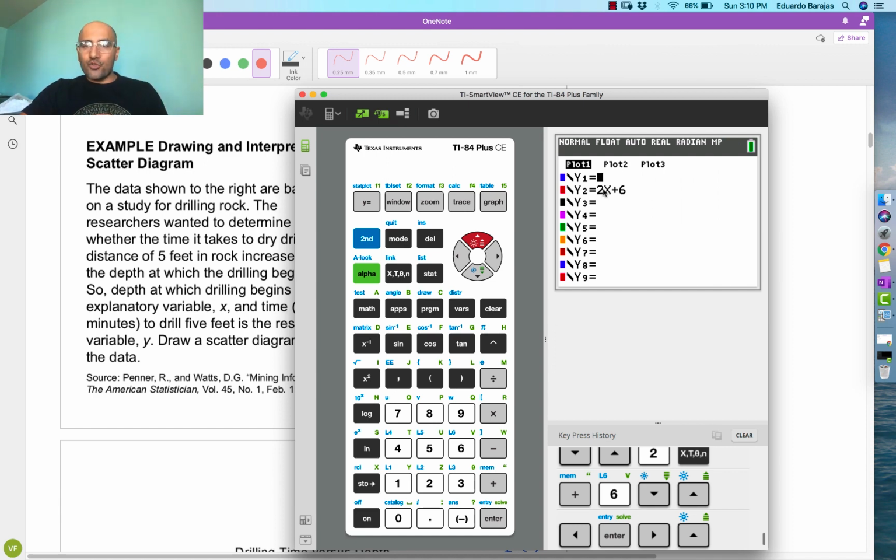Okay? Also, there's a shortcut here where we see plot 1, plot 2, and plot 3. The fact that plot 1 is dark means that that one is on and active, and the other two are deactivated. Okay, so keep that in mind.